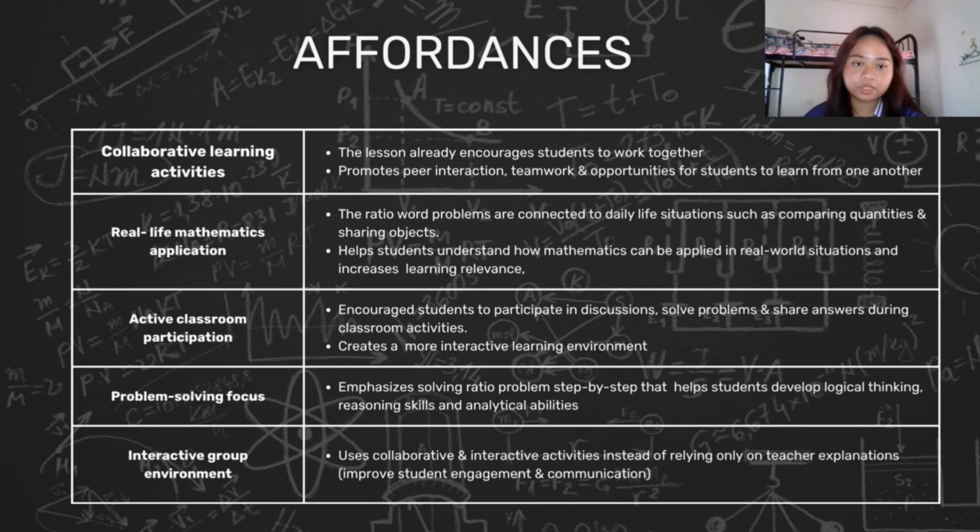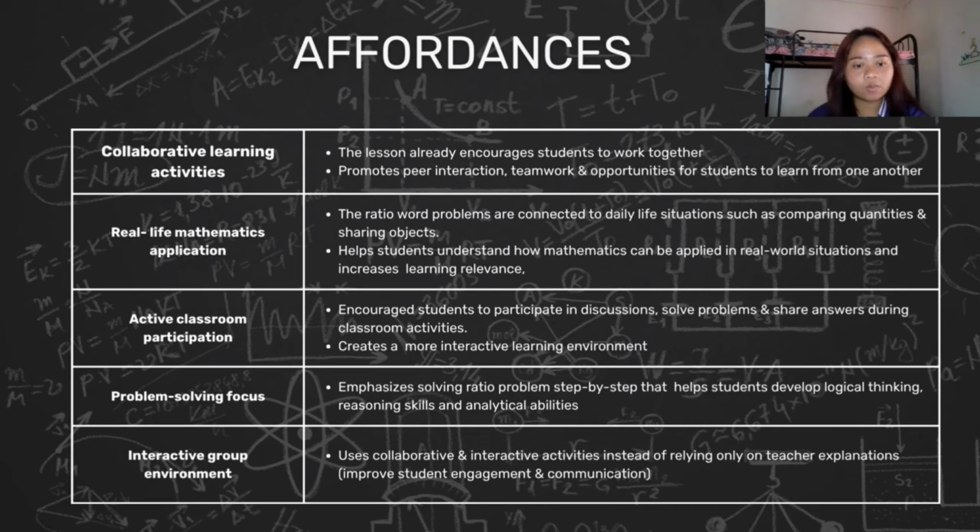So for the affordances, there are several existing strengths in this lesson. First, the lesson encourages collaborative learning activities through group discussion and teamwork that promote peer interaction and opportunities for students to learn from one another. Second, the ratio problems are connected to real-life situations, which helps students understand the relevance of mathematics in daily life. Third, students are encouraged to participate actively during discussion and problem-solving activities.